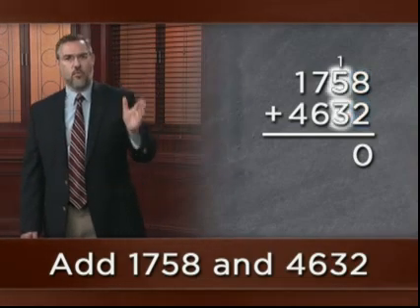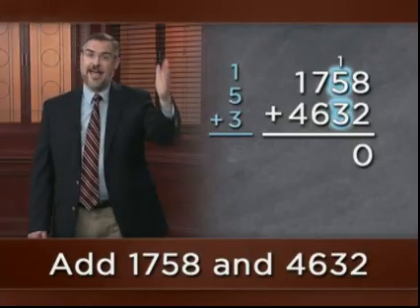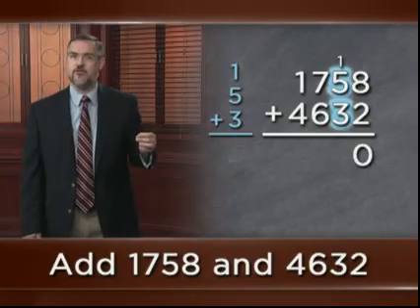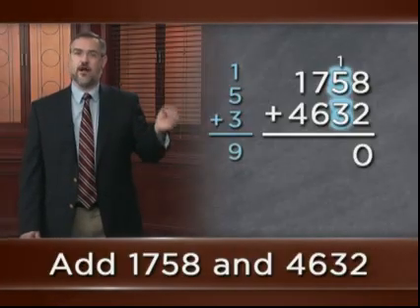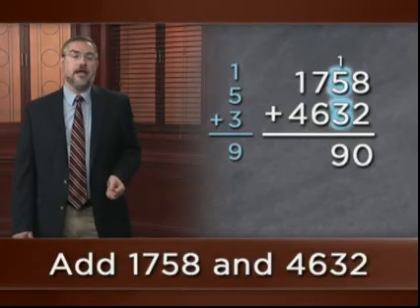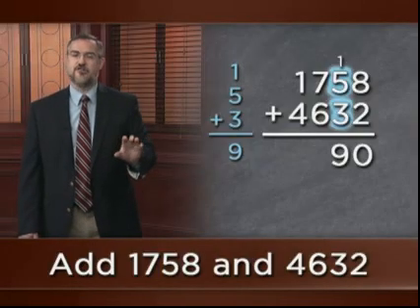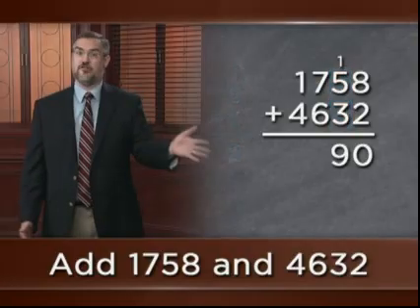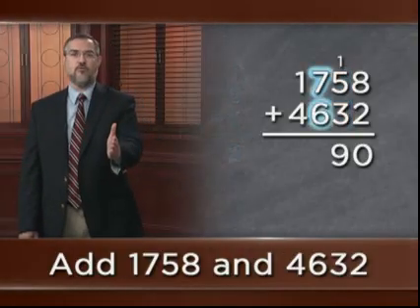Now you have to add the 1, the 5, and the 3 that are in that column. And when you add 1, 5, and 3, you're going to get 9. We write that 9 under the 3. Now notice we only got 9 here, so we didn't get a 2-digit number, which means there's no carrying. So we just move over to the left, one more column.